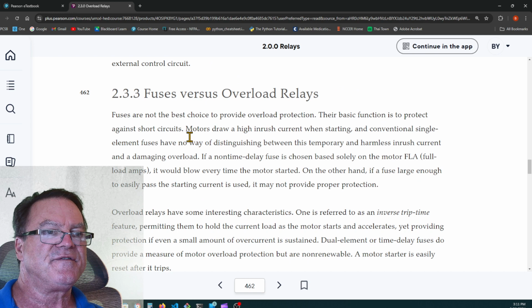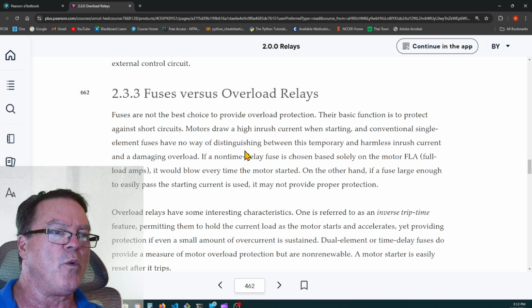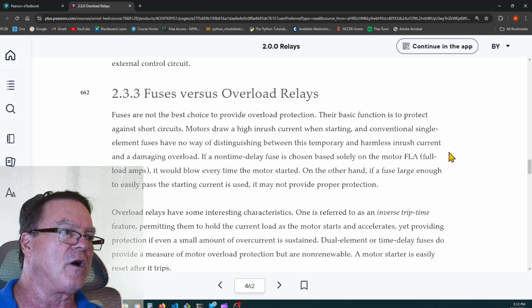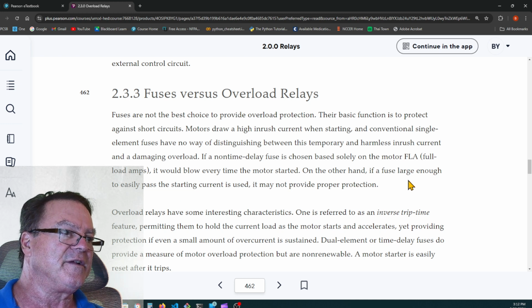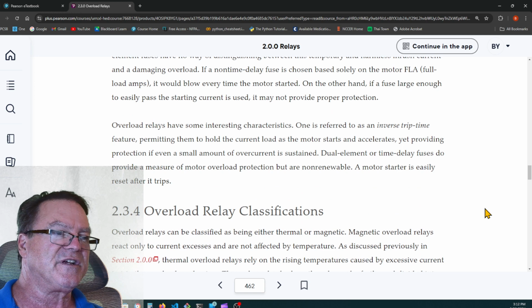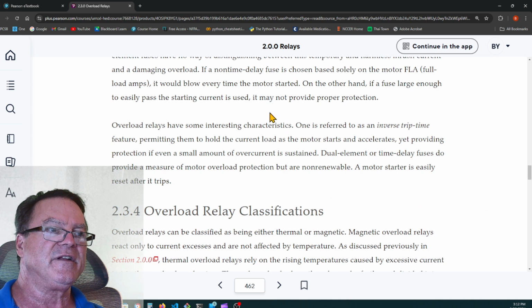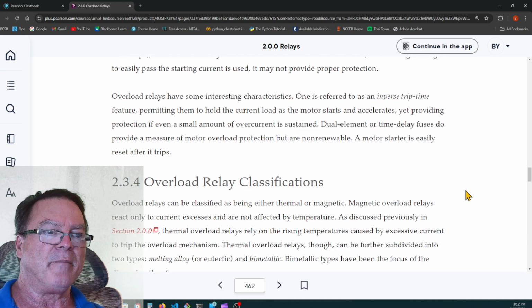Fuses versus overload relays. Fuses are not the best choice to provide overload protection. Their basic function is to protect against short circuits. Motors draw a high inrush current when starting, and conventional single-element fuses have no way of distinguishing between this temporary and harmless inrush current and a damaging overload. If a non-time delay fuse is chosen based solely on the motor full load amps, it'll blow every time the motor starts. On the other hand, if a fuse large enough to easily pass the starting current is used, it may not provide proper protection. I'm not going to say may, I'm going to say it definitely will not. It will not provide the overload protection needed by that motor.